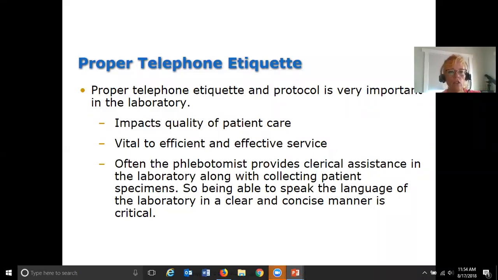This is part 2 of lecture 1 for phlebotomy. We're going to talk briefly about proper telephone etiquette. Telephone etiquette and protocol is very important in the laboratory.